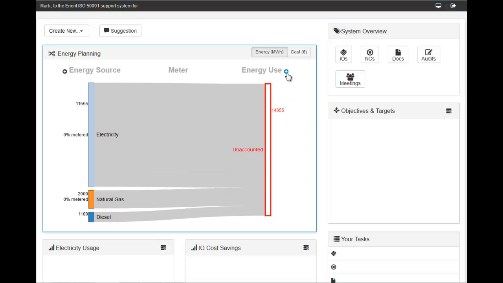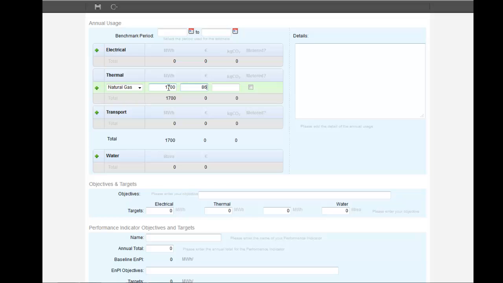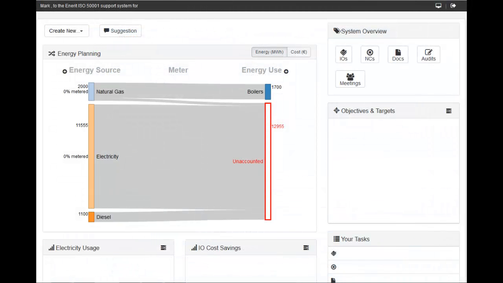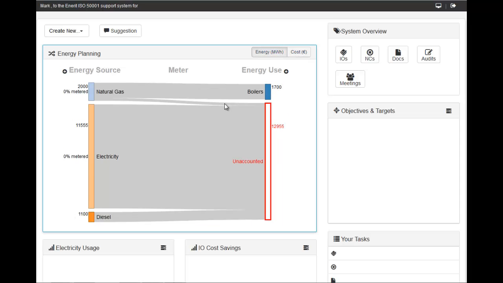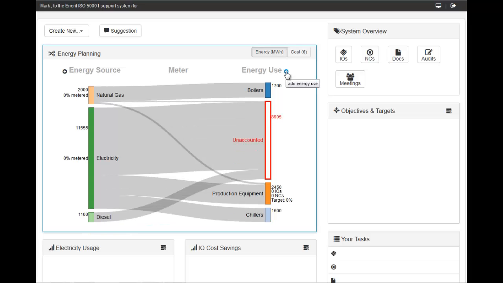Now that you've got your energy source information inputted, begin to look at your energy uses. Start by entering estimates of your energy use, such as this example of boilers. Continue then to add more and more of your energy uses to build a better picture. If you don't feel confident about estimating, no worries, our experts can help you with the best estimates.